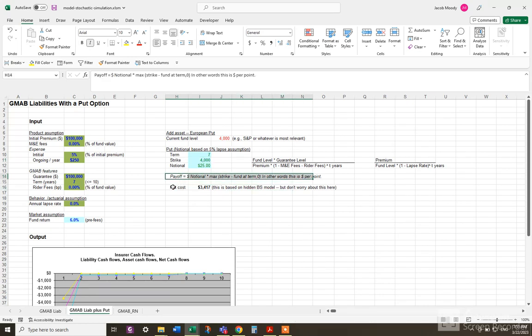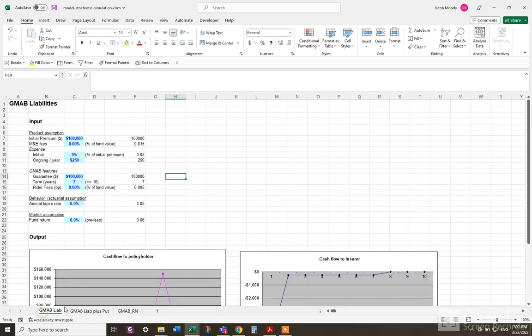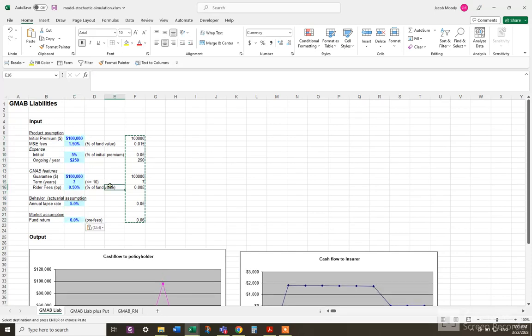And I'm not going to go into the put cost. They don't go into that in the simulation. That's more fitting for another time. But I'm just going to put these values right here back to what they normally were.